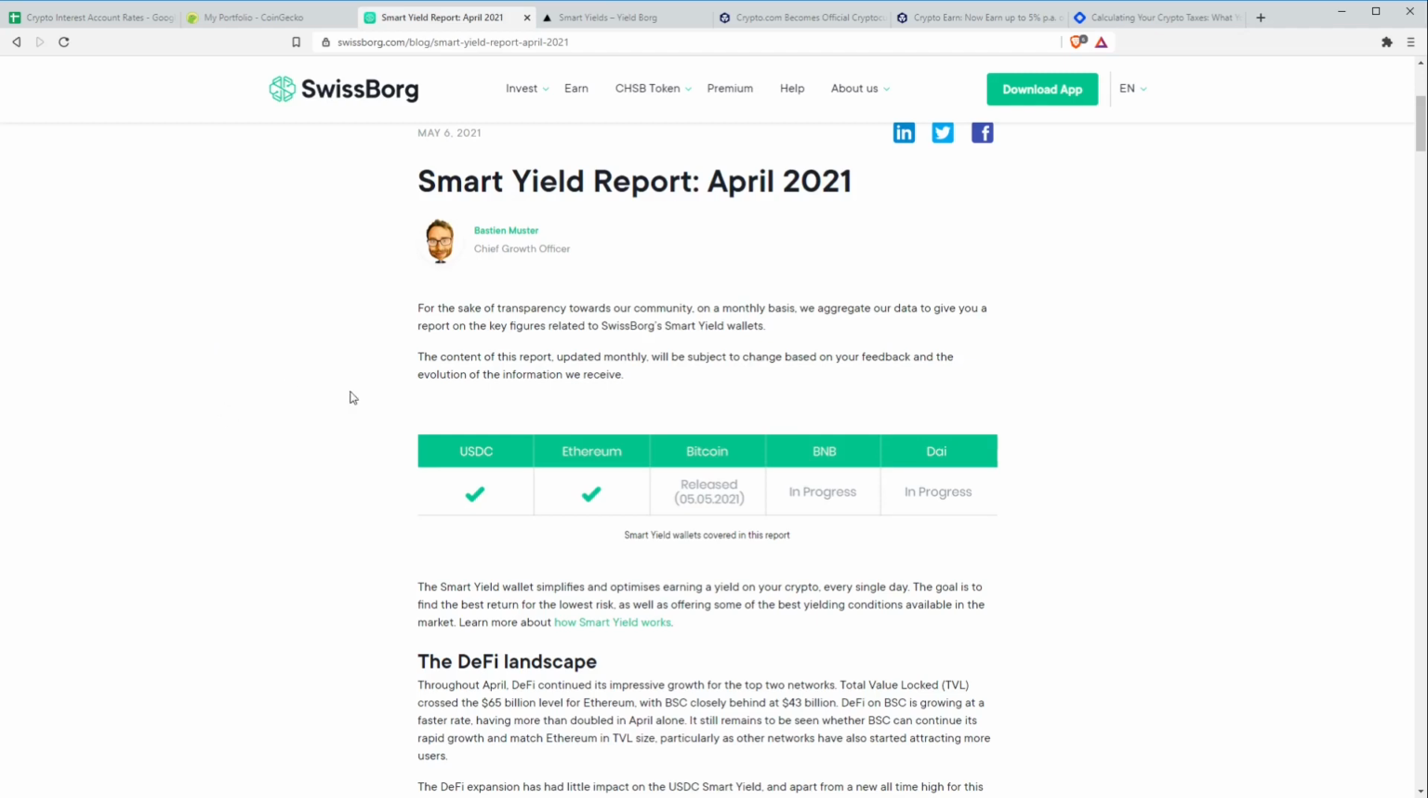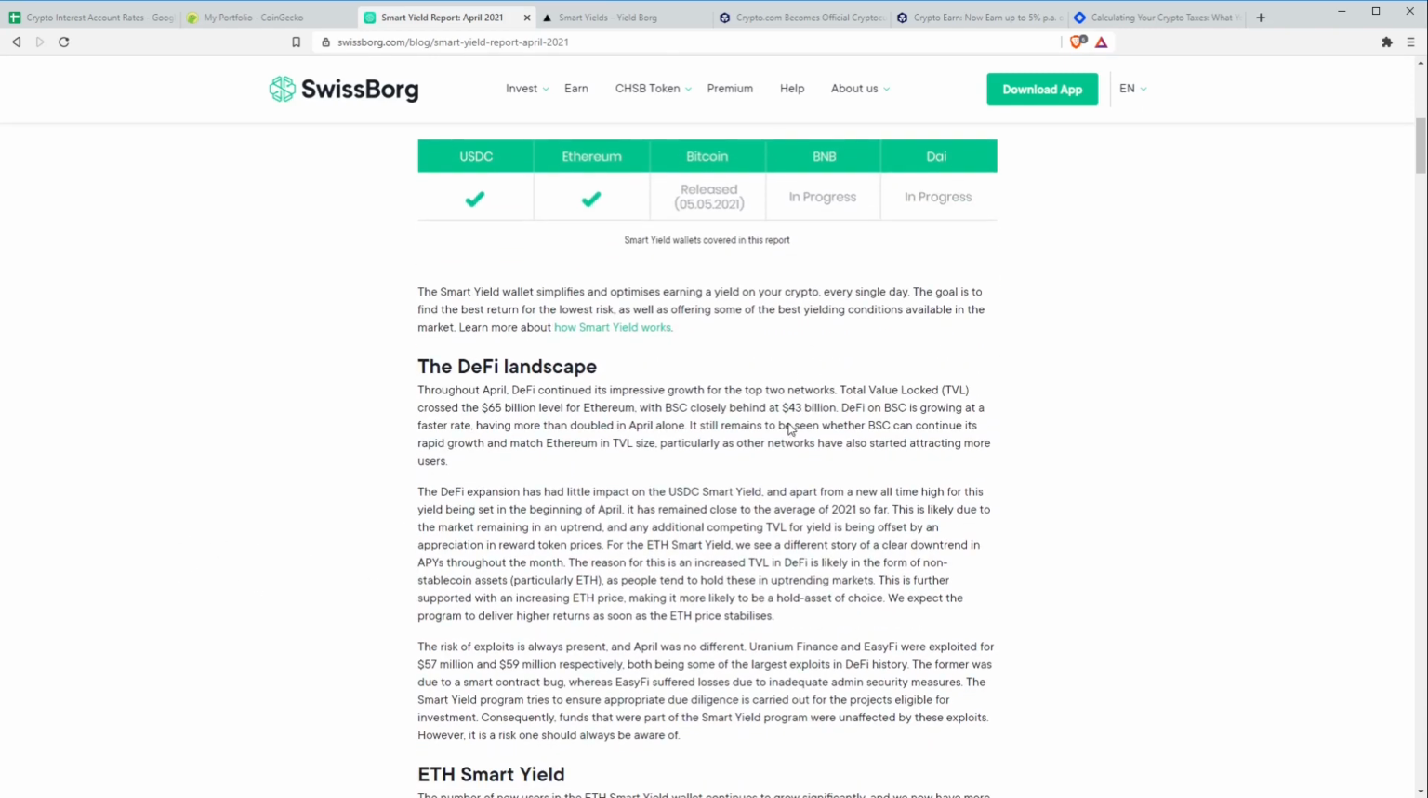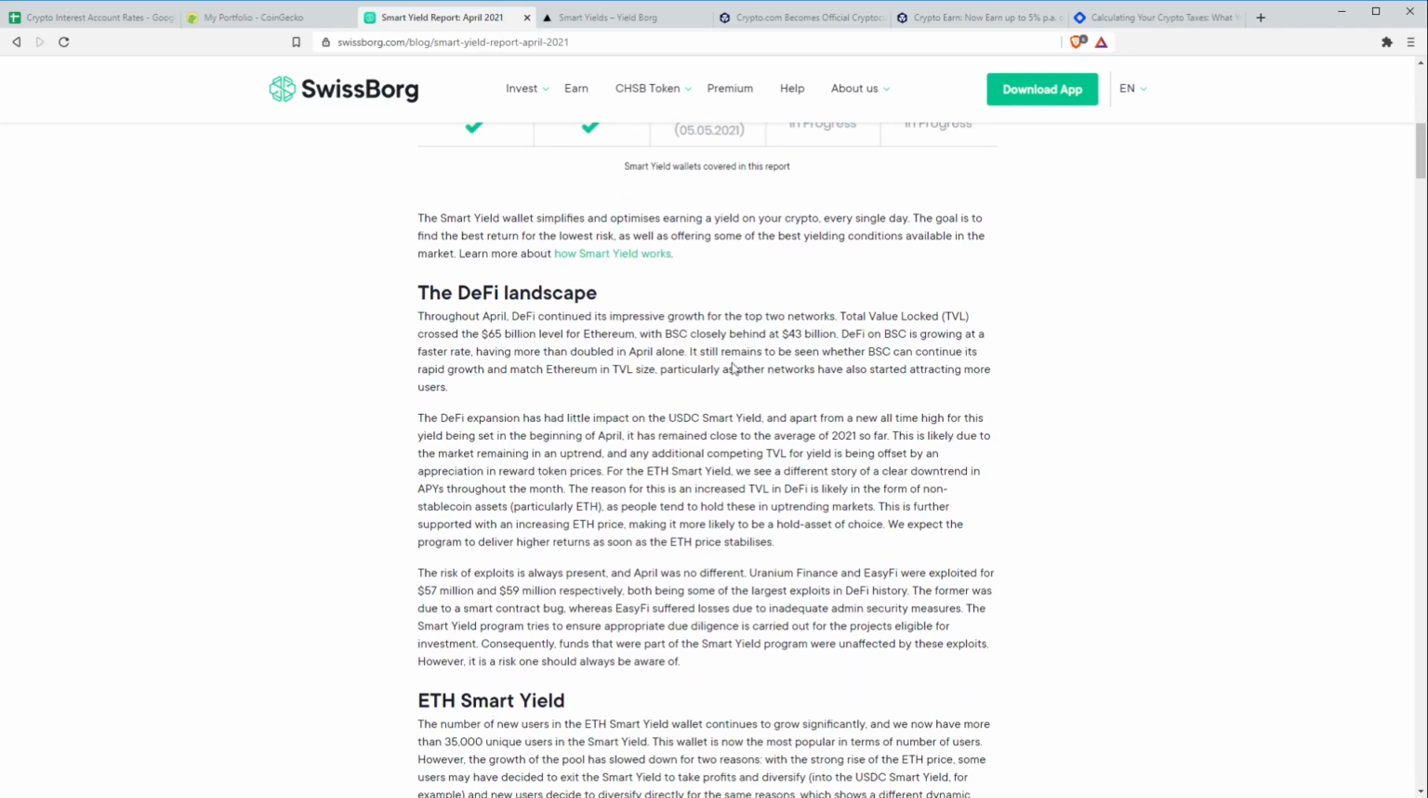They do this on a monthly basis. Currently they're talking about USDC and Ethereum. Obviously Bitcoin yield on Swissborg was only launched just over a week ago, I think it was 8 days ago. So not a lot of information about that. And they've got Binance Coin and DAI in progress as well. So hopefully they'll be added in the subsequent months. But interesting stuff about the DeFi landscape in general. Well worth a read.